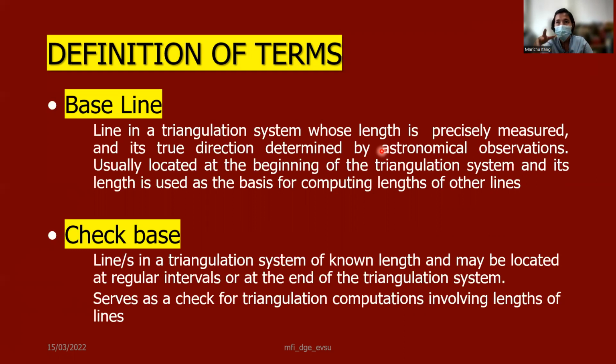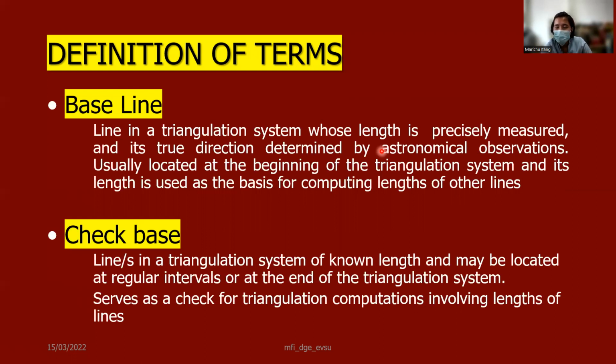So if we want to measure the lines on the next quadrilateral, then we need to have precise measurement of at least 1 to 2 lines. So this is called the baseline. In order also to check if our computation and our observation of the angle is correct, then we need to have a check base. So what do you mean by this check base? So yung check base natin is mini-measure din siya precisely.